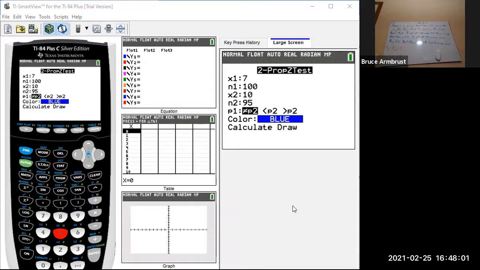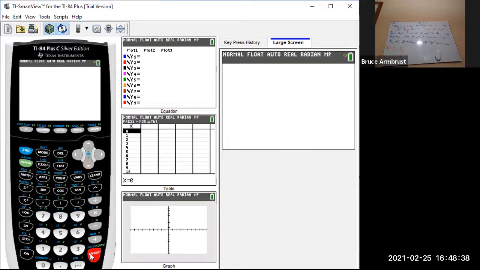So number 1 was our men. So we need our men to be less than our women. So let's come over here and highlight that one. So we want the men to be less than the women. And then we'll go ahead and calculate. All right, so this is another good reason why you should always do the null and alternate hypotheses first, because depending on the form of your alternative hypothesis, that will change what you enter into the calculator.